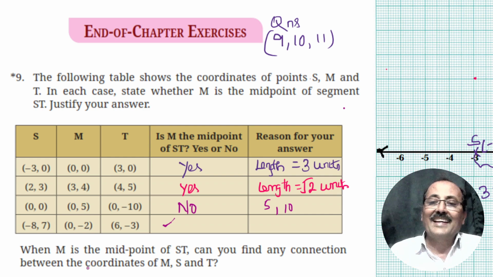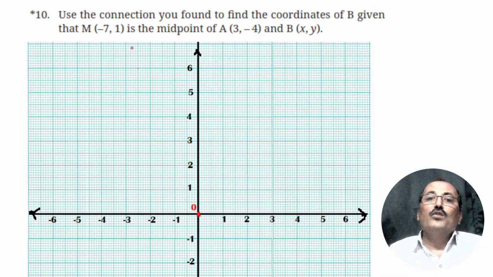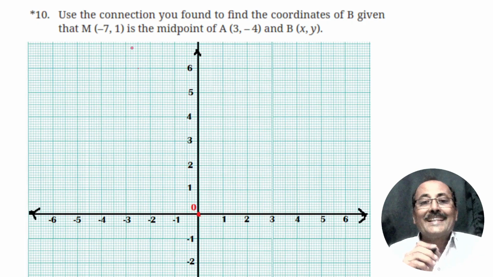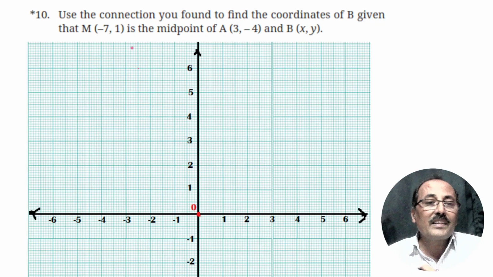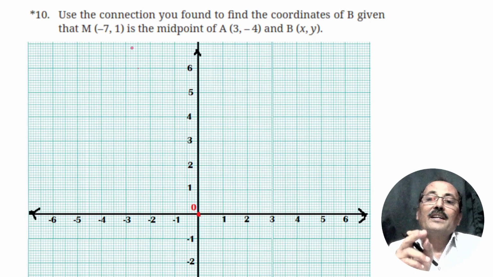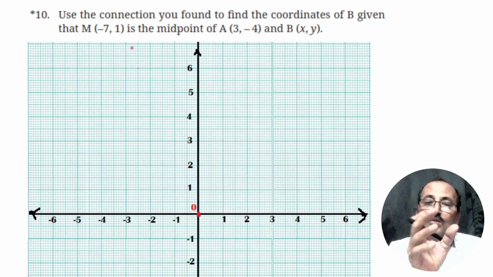Question number 10. Use the connection you found to find the coordinates of B, given that M minus 7 comma 1 is the midpoint of A 3 comma minus 4 and B x comma y. So use the connection in the previous question. What you used there? If M is the midpoint, M to S and M to T, the distance is equal. So that logic they are asking to use here.